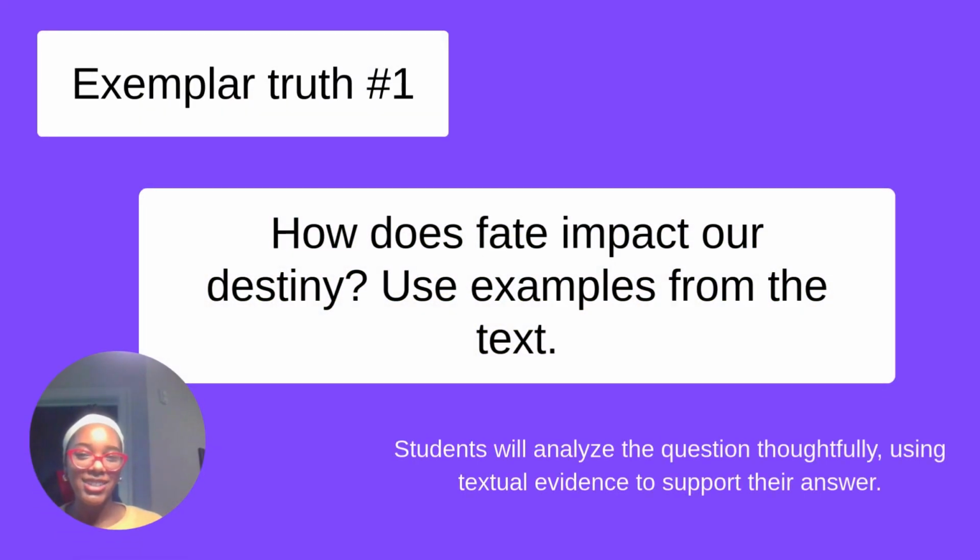So this is how the lesson works. Students will work to answer a question. For example, how does fate impact our destiny? Use examples from the text. Students will analyze the question thoughtfully using textual evidence to support their answer. This is one of the truths because students will find evidence to support it. Therefore, it will be considered a truth because there's evidence that they can find in the text to support their answer.